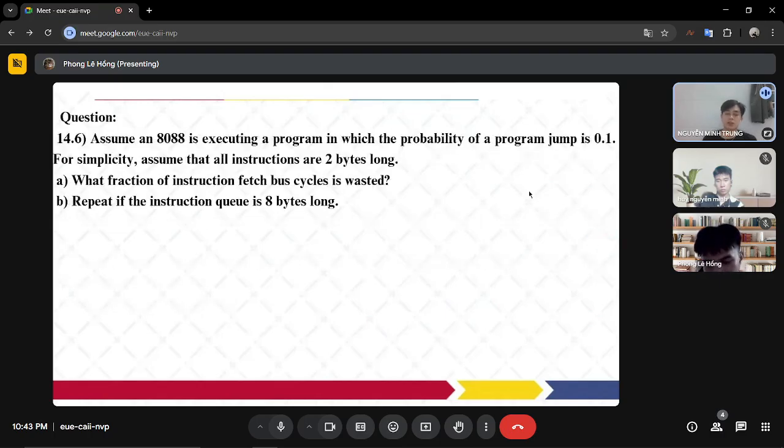Question 46. Assume an 8086 is executing a program in which the probability of a branch is 0.1. For simplicity, assume the instruction to be 2 bytes long. A. What fraction of the instruction fetch cycle is faster? B. Repeat if the instruction is 4 bytes long.